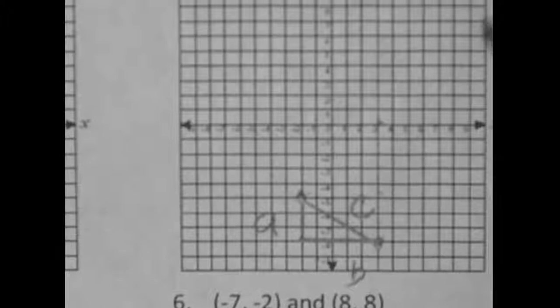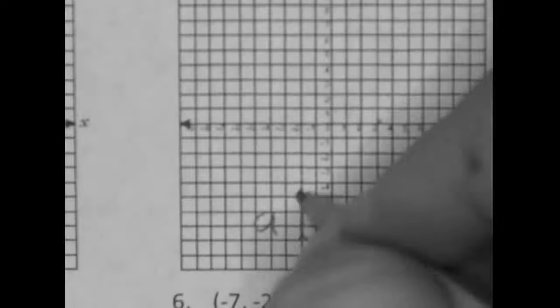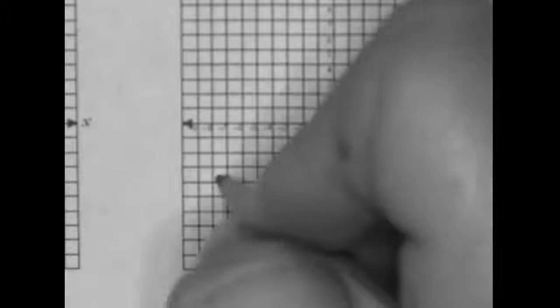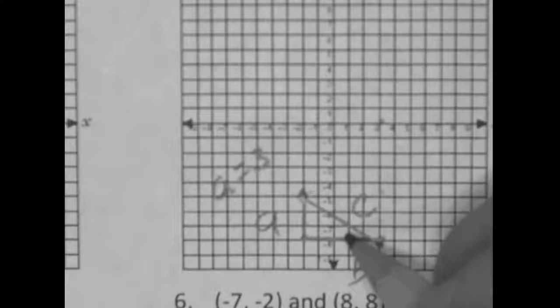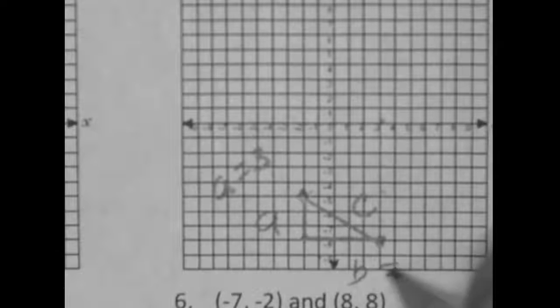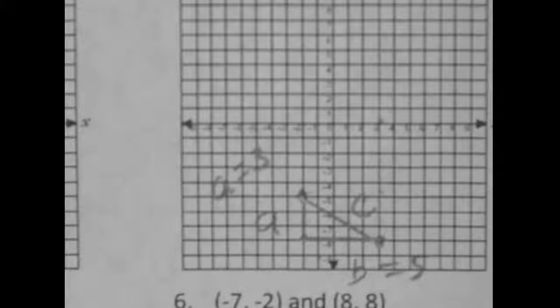So let's go ahead and see what A is equal to. A is equal to 1, 2, 3. So A is 3. B is equal to 1, 2, 3, 4, 5. So B equals 5. Okay.